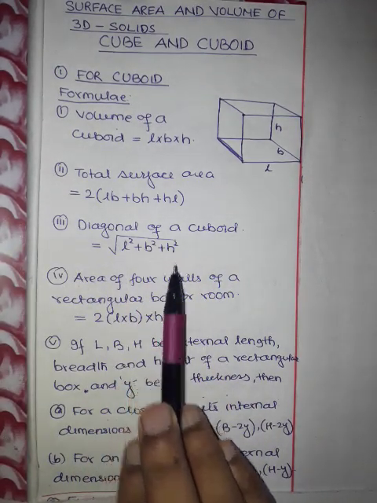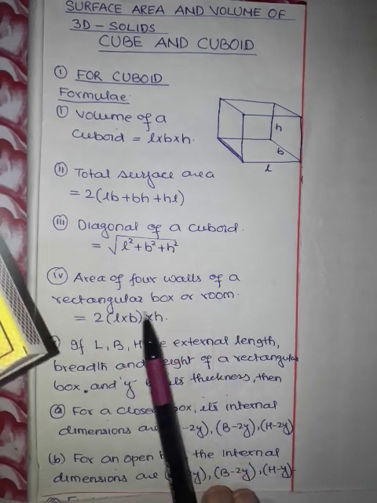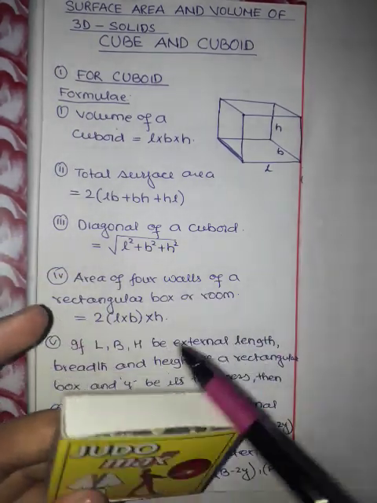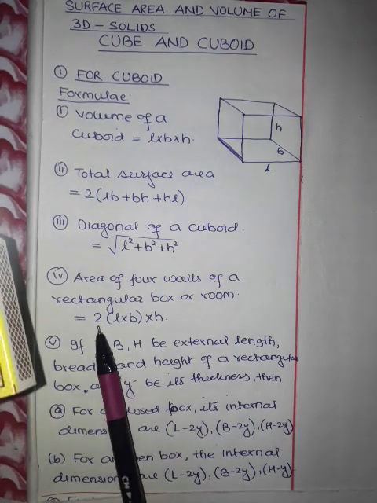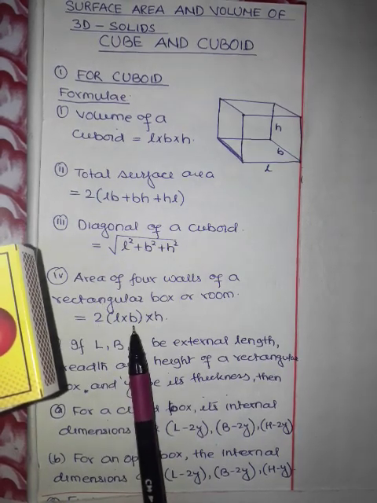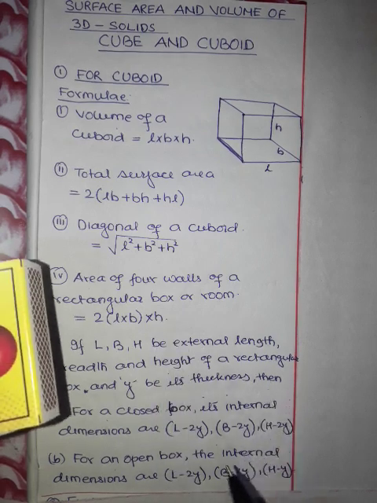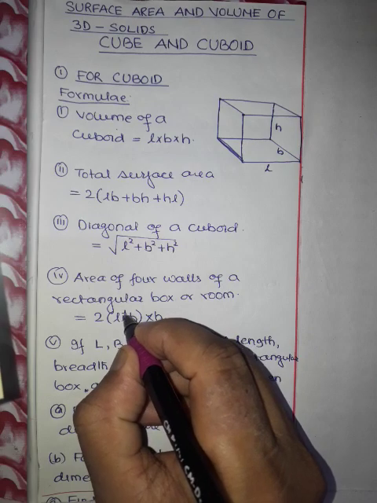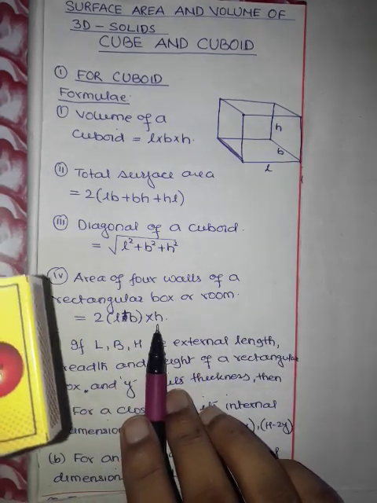Now suppose you want to find the area of the four walls of a rectangular box or room, four walls, that means 1, 2, 3, 4 walls. So it will be twice within bracket length into breadth, length plus breadth, whole into height.